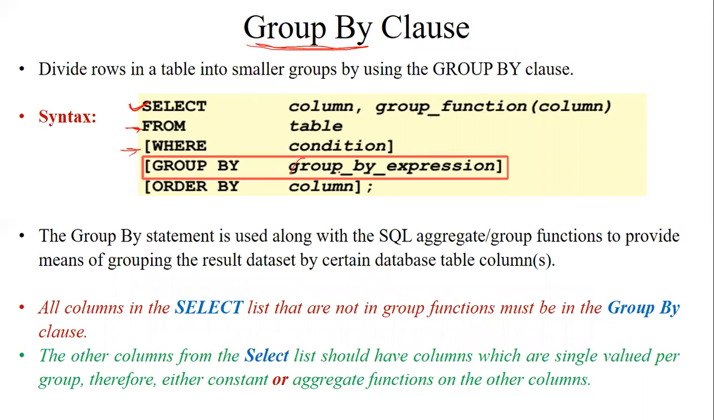So GROUP BY, and here you can mention the column or expression. Based on this expression or column, your rows will be grouped. Like in the previous example we have seen, we have grouped the rows based on the department ID. Now you can display the result in sorted order, and according to that you can specify the column. So you can divide or group the rows using the GROUP BY clause.